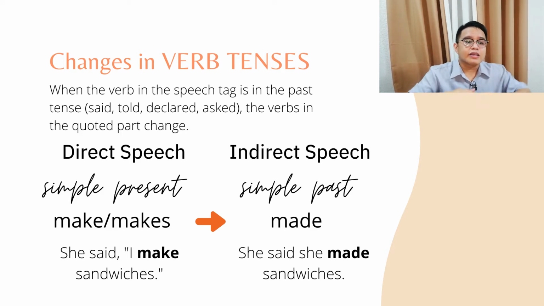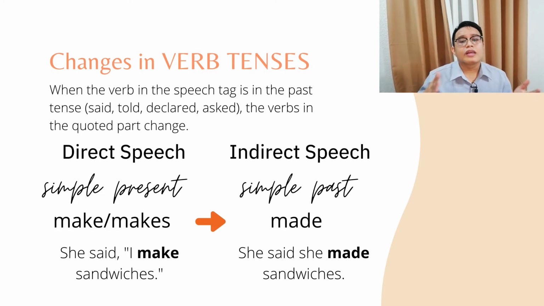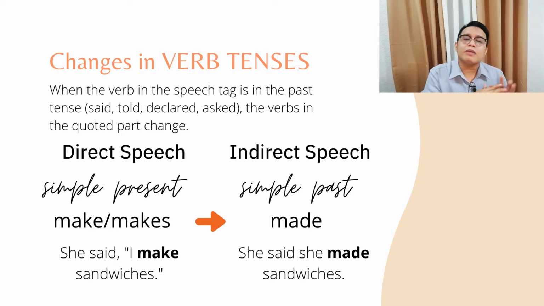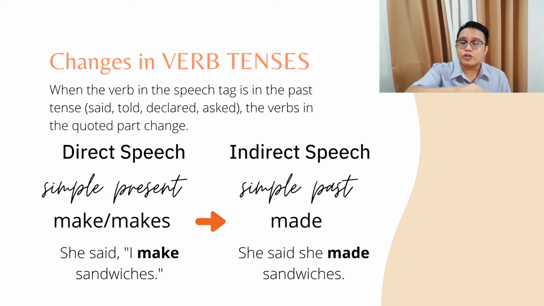So, mahimo siyang, she said, I make sandwiches. Sa atong indirect speech, mahimo siyang, she said, she made sandwiches. Okay? So, I hope klaro ra na. Simple present to simple past.